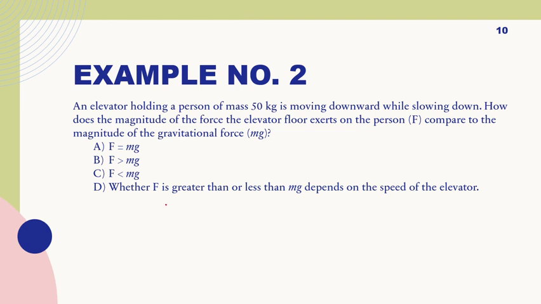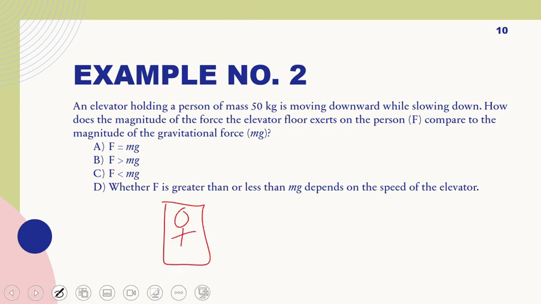Now, if you're moving down and slowing down, your acceleration points behind you, which is in the upward direction. And this means that the up forces are greater than the down forces because your net force also has got to point in the upward direction. And this means that the normal force, or the force the elevator floor applies to the person, is greater than the gravitational force. So our answer is B.